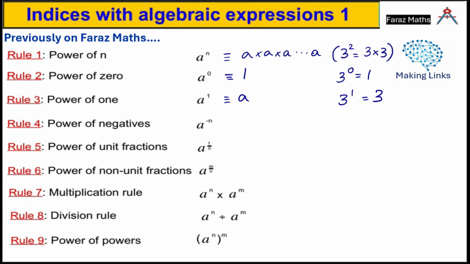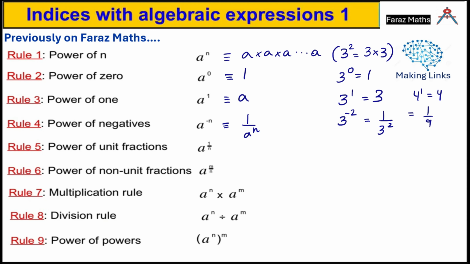A to the power of negative n means 1 over A to the power of positive n. Or if I have a number like 3 to the power of negative 2, it will look like this, 1 over 3 square. And 1 over 3 square means 1 over 9.